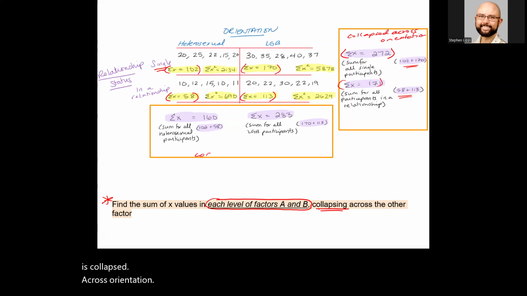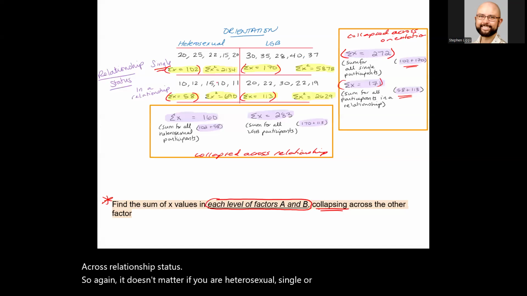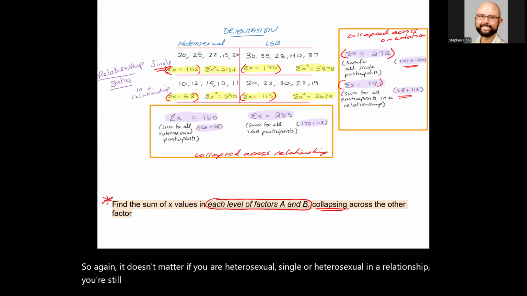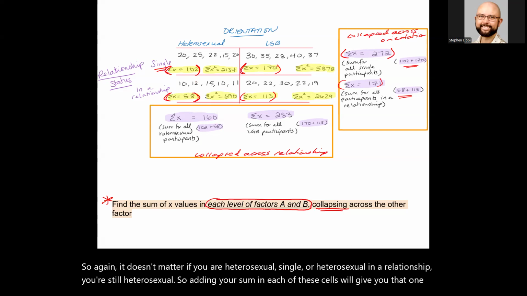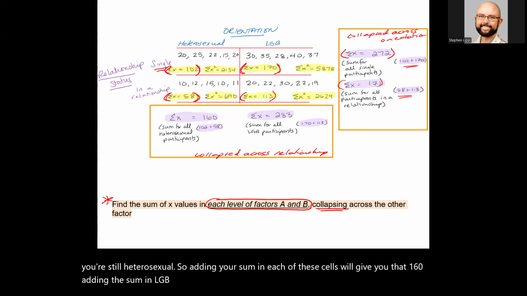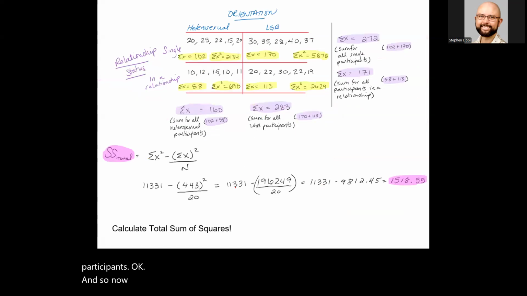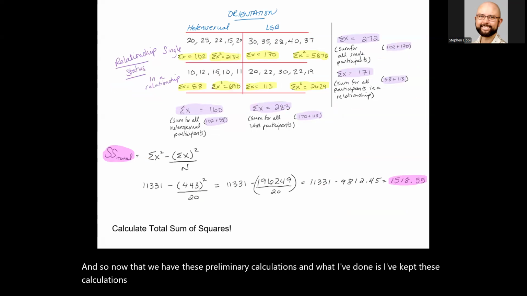Then here we have collapsed across relationship status. So again, it doesn't matter if you are heterosexual single or heterosexual in a relationship, you're still heterosexual. So adding your sum in each of these cells will give you that 160. Adding the sum in LGB single and LGB in a relationship will give you the sum of all LGB participants, okay? And so now that we have these preliminary calculations, I've kept these calculations present in this slide so that you can see where we're pulling these numbers from.